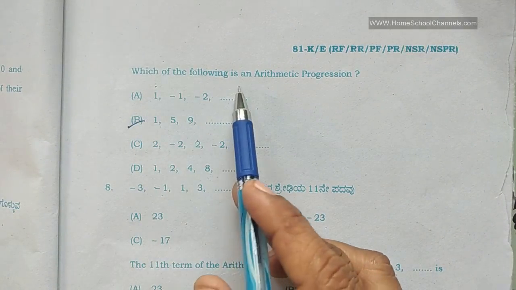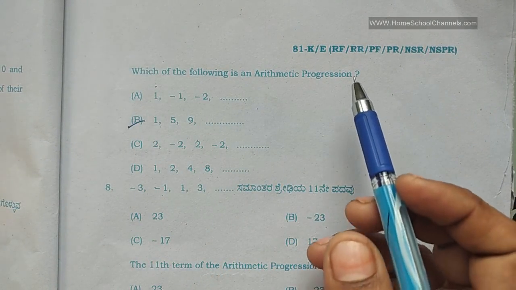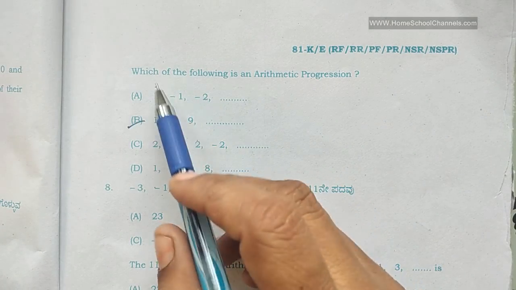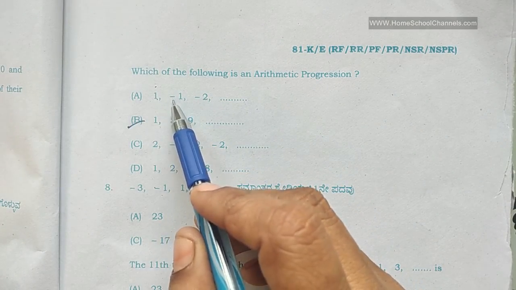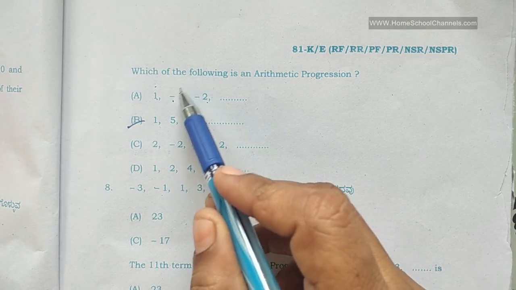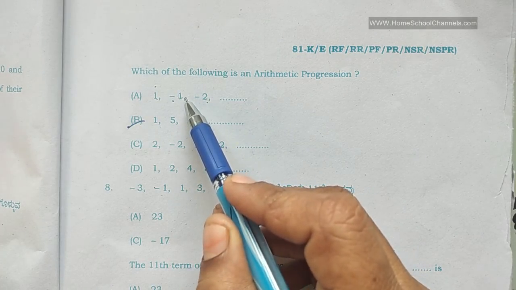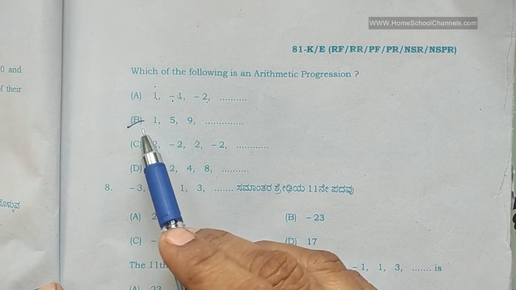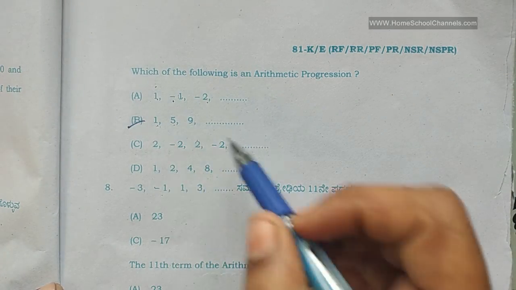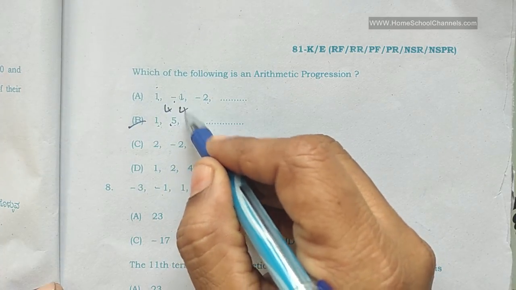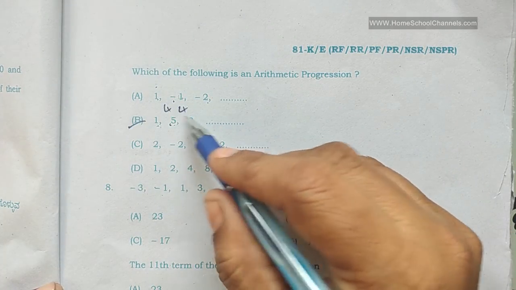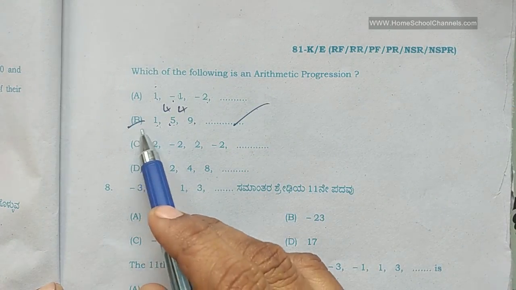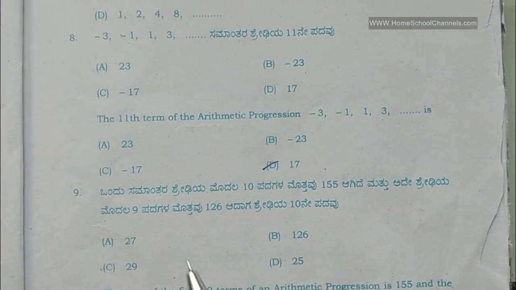Seventh one, which of the following is an arithmetic progression? If you need to check arithmetic progression, you can see the difference here. Minus 1, it will be minus 2. Minus 2 minus of minus 1, it will be minus 2 plus 1, it will be minus 1. So this is not an arithmetic progression. 5 minus 1 is 4, 9 minus 5 is 4. So the difference is constant. Therefore this is an arithmetic progression. Option B is correct answer.